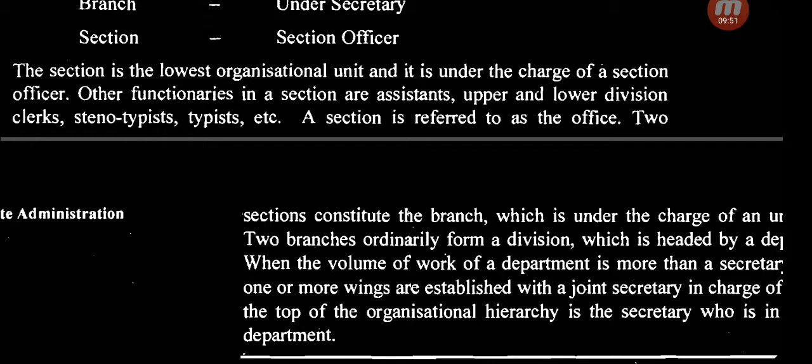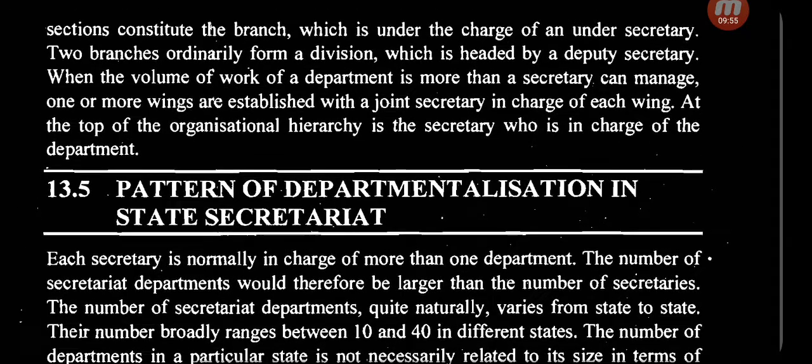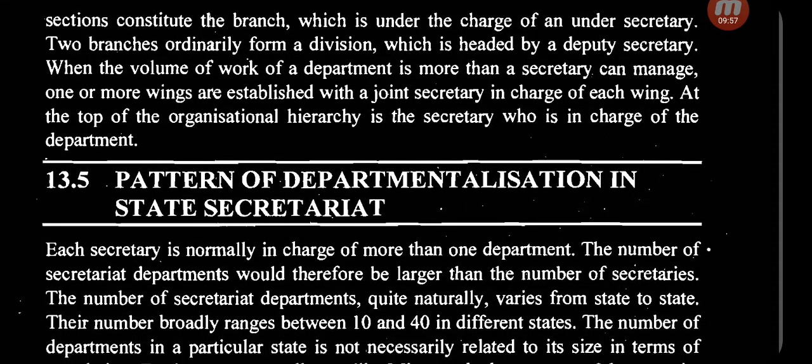A section is also referred to as the office. Two sections constitute a branch, which is under the charge of an under secretary. Two branches ordinarily form a division, which is headed by a deputy secretary. When the volume of work of a department is more than a secretary can manage, one or more wings are established with a joint secretary in charge of each wing. At the top of the organizational hierarchy is the secretary, who is in charge of the department.